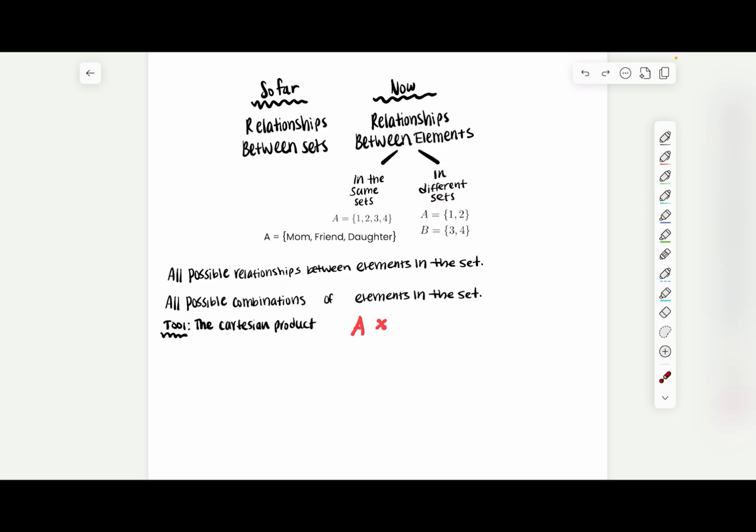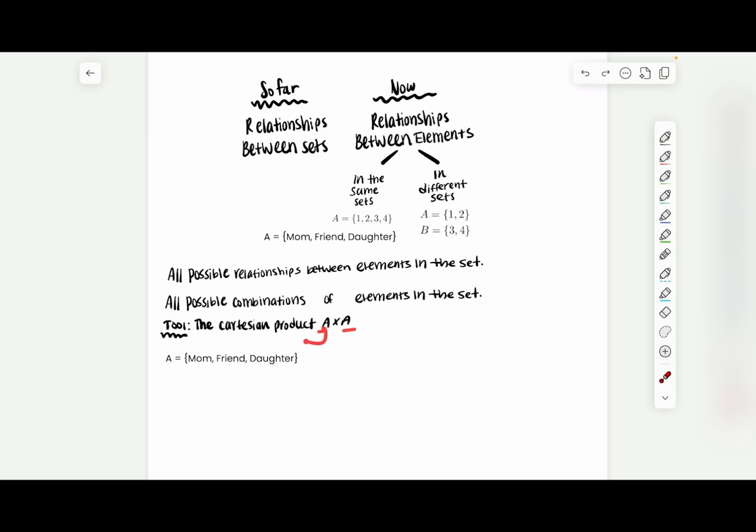However, if you take the Cartesian product of a set with another set, it gives you all possible combinations of the elements in both sets, but with the restriction that if you have this combination A, B, A always comes from set A and B always comes from set B. But again, when you take the product of a set with itself, it's actually all the combinations of the elements in a set. So let's take this set, for example, that contains the elements mom, friend, and daughter. If I want to list out all possible relationships or combinations of the elements in the set, I'm going to take the Cartesian product of the set with itself.